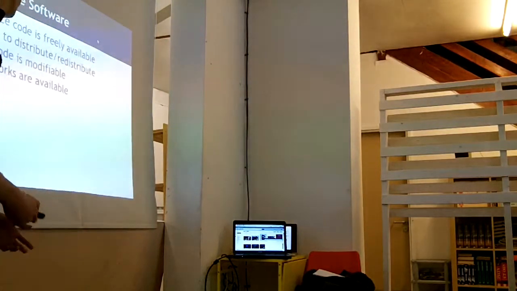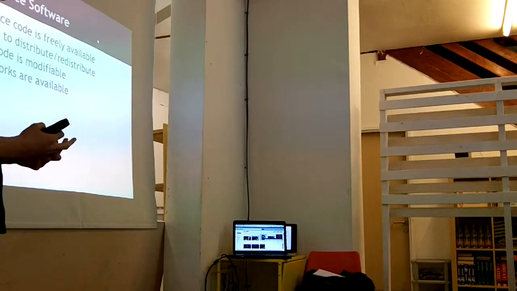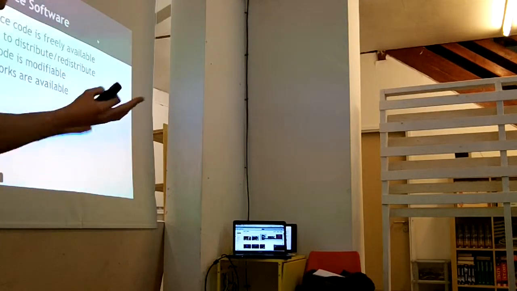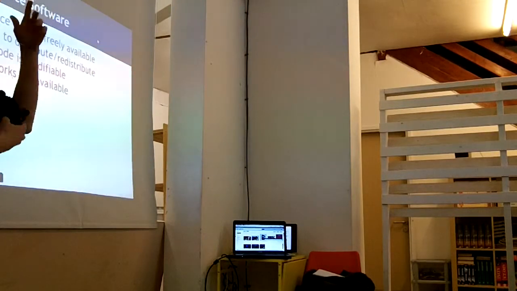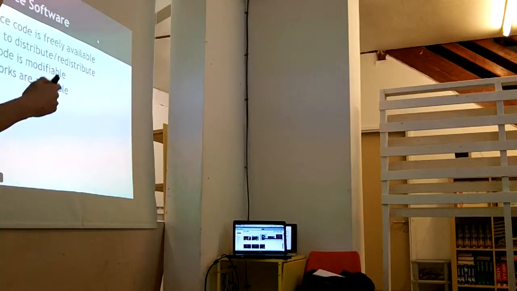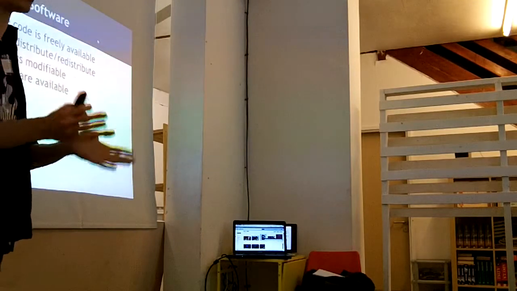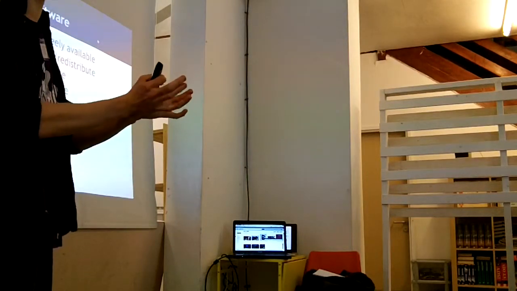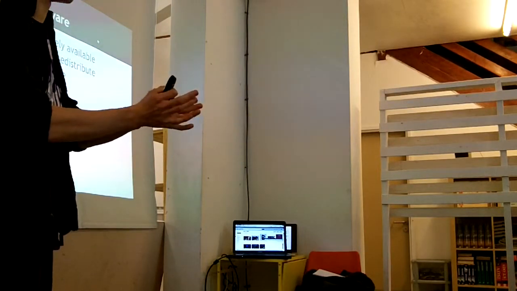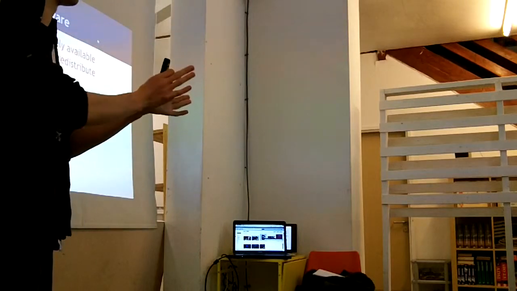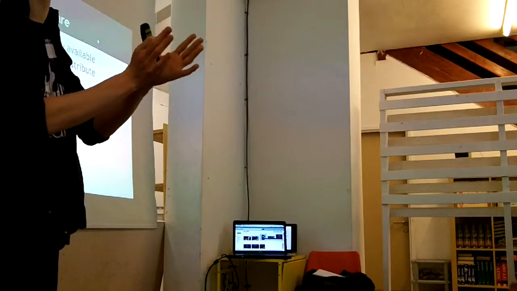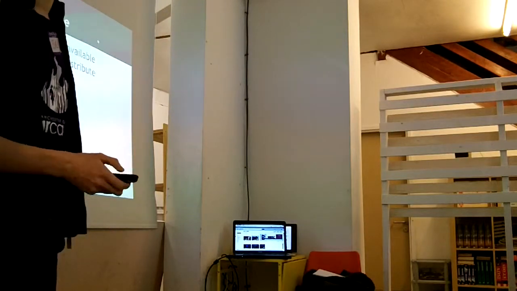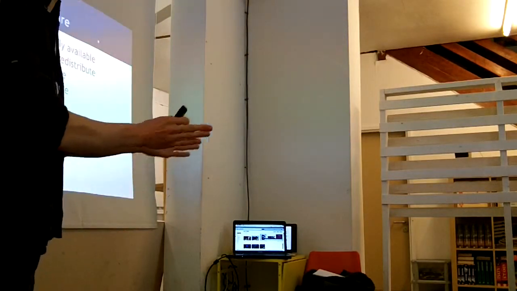Open source software is where the source code is openly available. You have the freedom to distribute and redistribute that software. The source code is modifiable, and project forks are available. So you could have one project that does something it was designed to do, and then somebody can say, well, actually, we're going to take this in a different direction and fork it off and make something on the basis of that that does something slightly different, not along the same path.